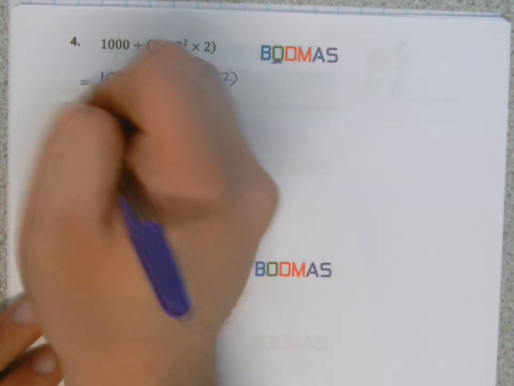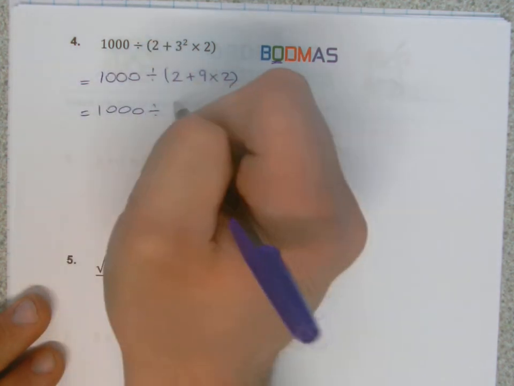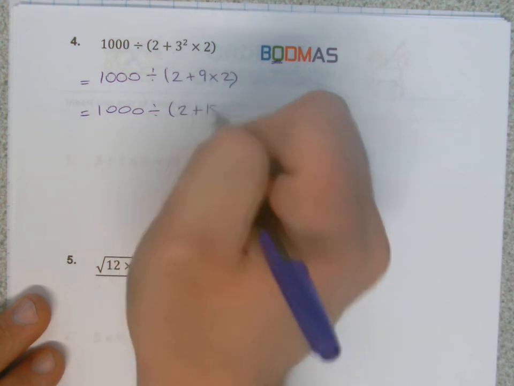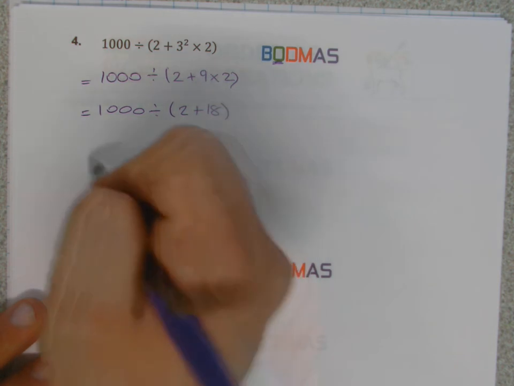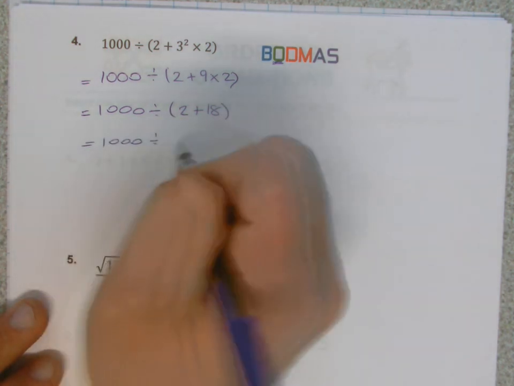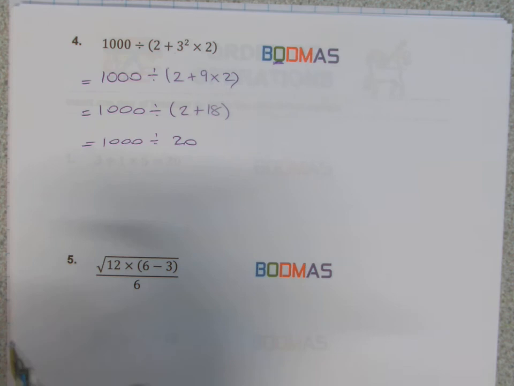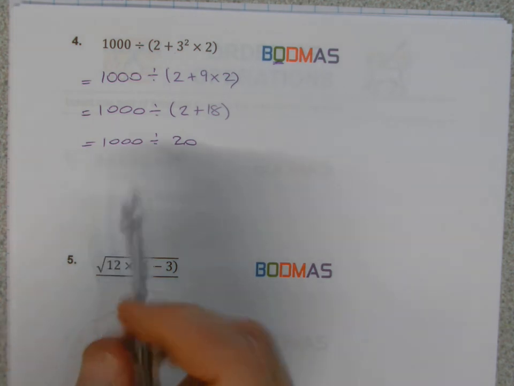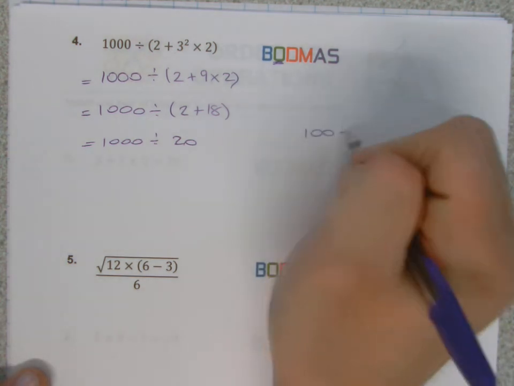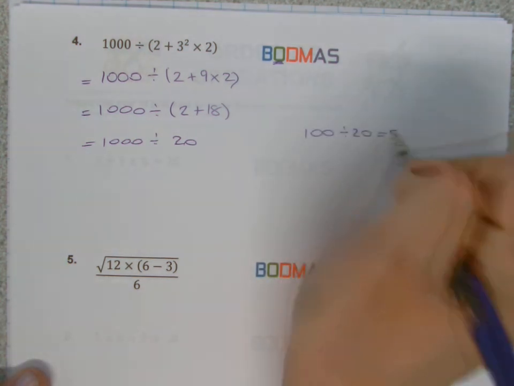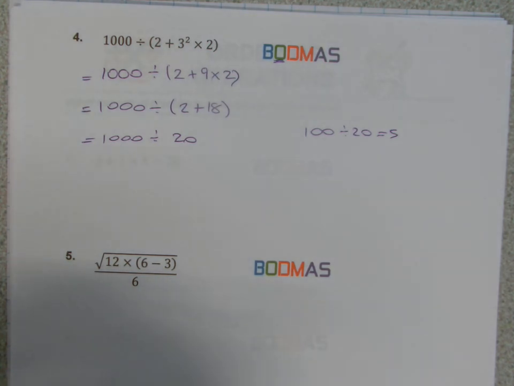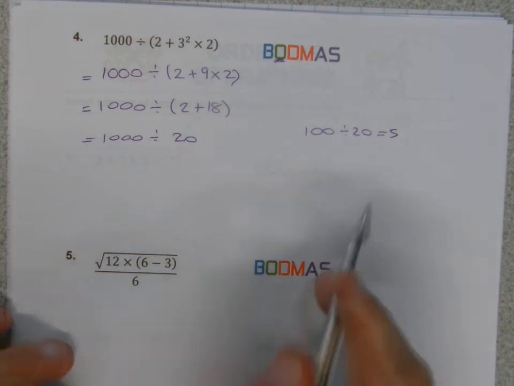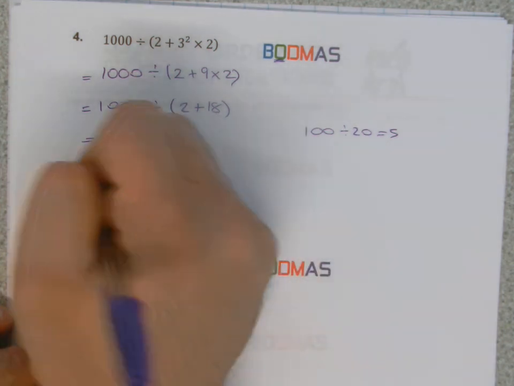Next line then, I would say 1,000 divided by, now in here, I've got an add and a multiply. So the multiply has priority. So that becomes 18. And then you've got 1,000 divided by 20. Okay, so we need to see how many times 20 goes into 1,000. Well, you can break it down if you think about it. 100 divided by 20 is 5, isn't it? So 20 goes into 100 5 times. Well, we've got 10 lots of 100 here, so that would be 10 lots of 5, which is 50.